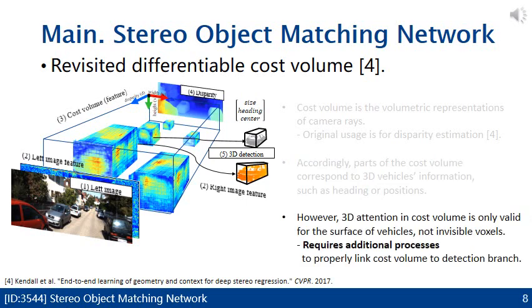However, as I visualize in the left figure, the 3D attention within the coarse volume is only valid for the surface of vehicles, not visible voxels, for instance, the inside of vehicles. Accordingly, we are required to process additional steps to properly link the coarse volume to the detection branch.